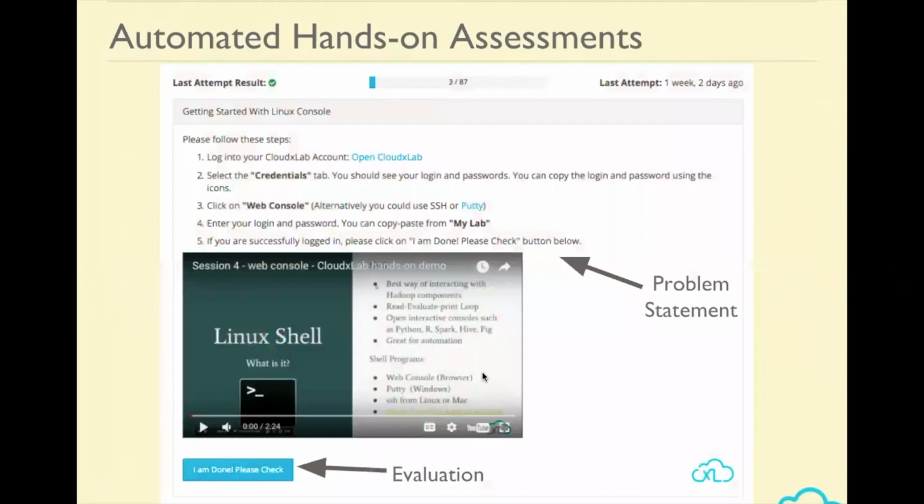Say, for example, here is an assessment giving a challenge to log in to CloudxLab. Here it's showing you the steps. Once you are done, you have to click on 'I am done, please check.' Only then will it go and check whether you have been able to successfully log in. If you did not log in, it will not let you go forward. It will tell you that you have not been able to do it.